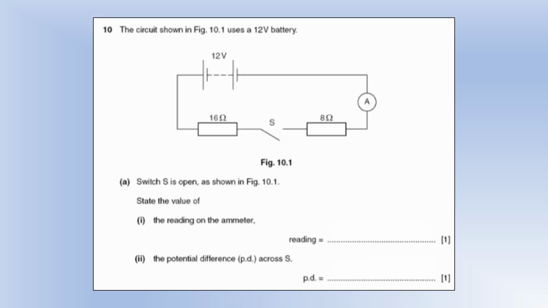So the diagram shown uses a 12-volt battery. We've got two series resistors, but an open switch. So if the switch is open, state the reading on an ammeter. Well, it's going to be 0, because when a switch is open, resistance is infinite. The potential difference across S is going to be 12 volts, because one side of S is connected to the 12-volt side of the battery, the other side is connected to the 0-volt side of the battery, and there's no potential difference across either the 16 or the 8 because no current is flowing, so S is going to read 12.